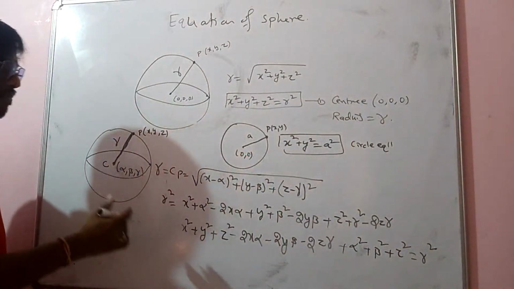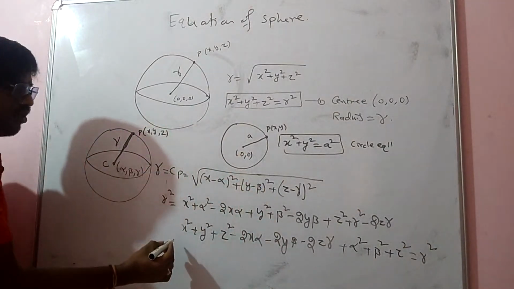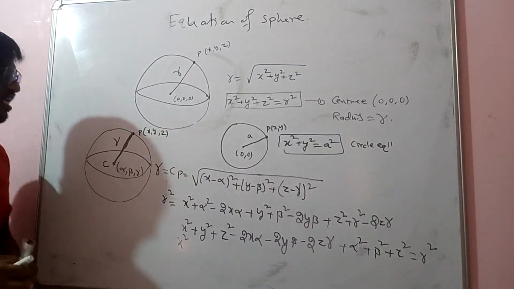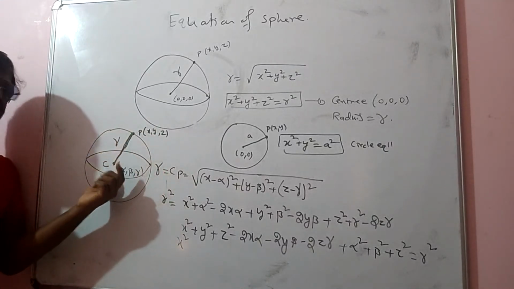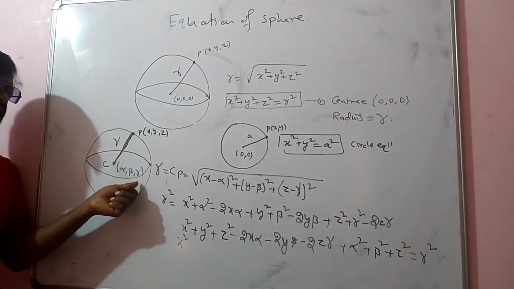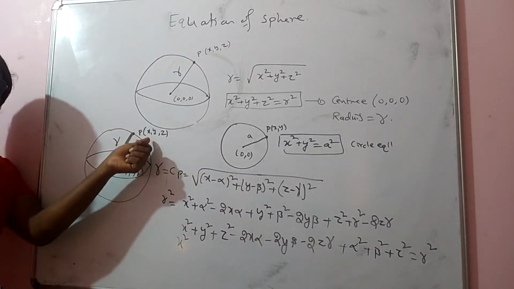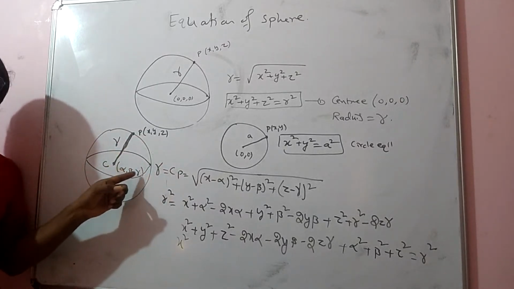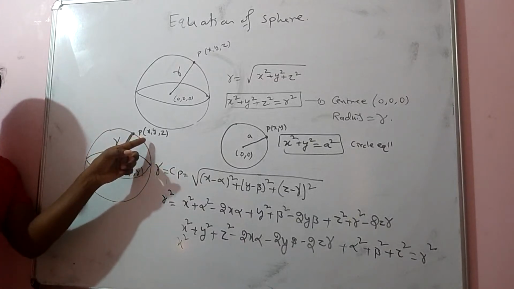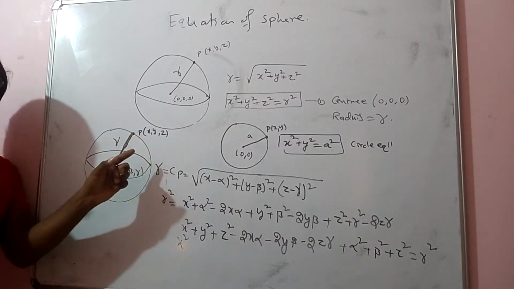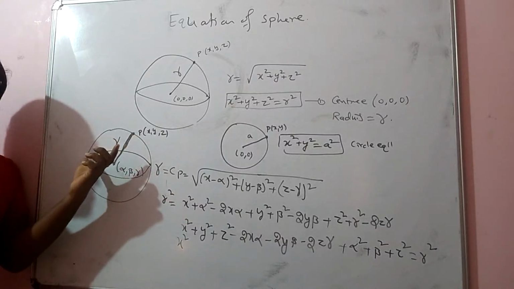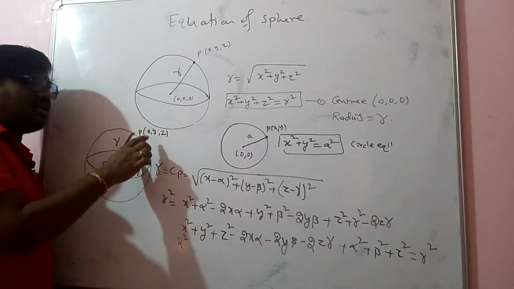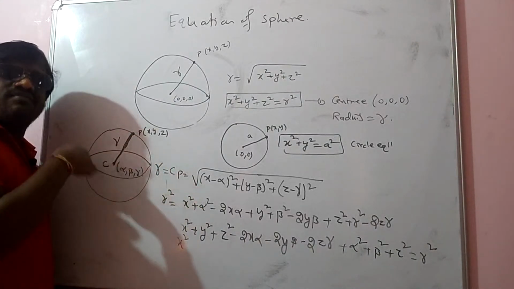It means this equation is being modified in that way. Are you getting it? If I want to find the equation of the sphere whose center is alpha, beta, gamma and the point is x, y, z, I am deriving the formula of how to find the equation of the sphere. So the equation of the sphere means the locus of the point on this sphere is the equation of the sphere.